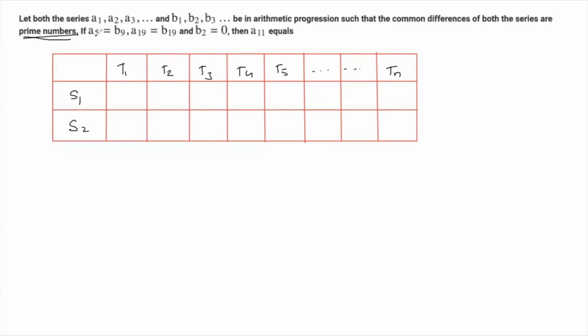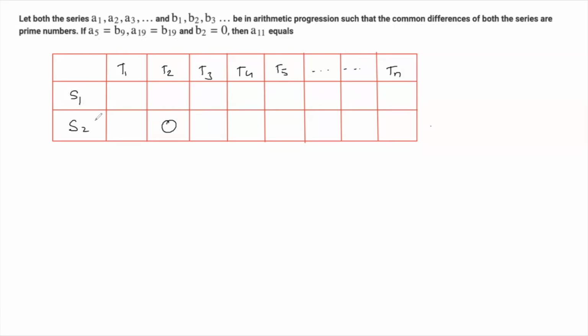What else has been given to us? A5 is equal to B9, telling you that for the first sequence, the fifth term is the ninth term of the second sequence. So if I populate the series further, somewhere around here I'll get the ninth term of the second AP. So these two terms are equal. The 19th term of the first sequence, A19, is the same as the 19th term of the second sequence, B19. And B2 is 0. For the second AP, the second term is 0.